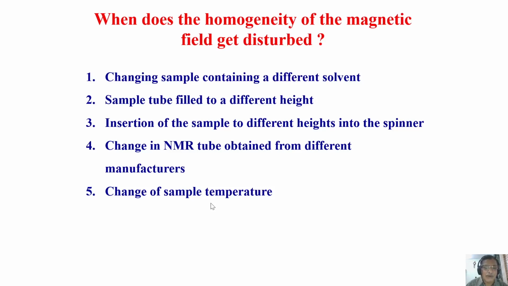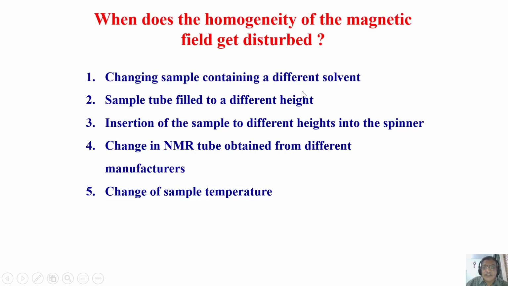Now the question you may ask me: okay, I will tune the homogeneity, everything. But why should homogeneity get disturbed? When I charge the magnet, tune once and keep quiet, I shim the magnet, make the field homogeneous and keep quiet. Why should it get disturbed again? Why should I do it again and again? That's the question you may ask. Remember, the magnetic field homogeneity, microscopically, even if it gets disturbed, will be reflected in the spectrum.